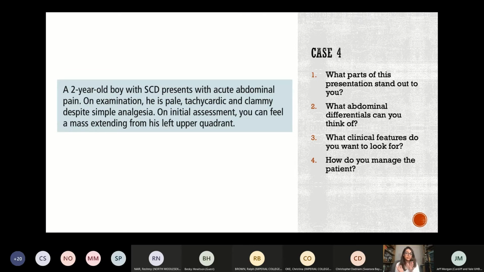So same question as before, what bits here do you pick out? What are the red flags here for you? When someone with sickle cell disease comes in with acute abdominal pain, what differentials do you think of? And what clinical features do you look out for? Again, how do we want to manage this patient when they come into an emergency setting?